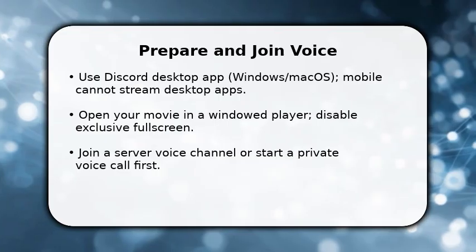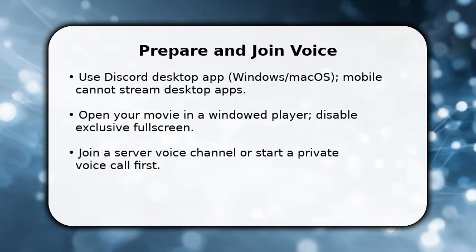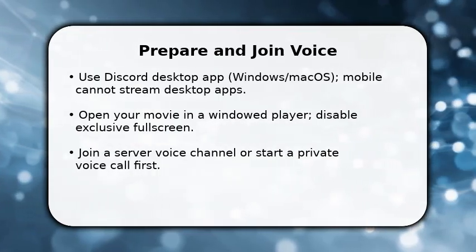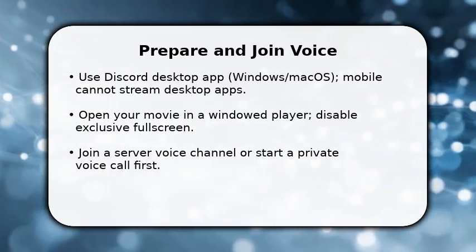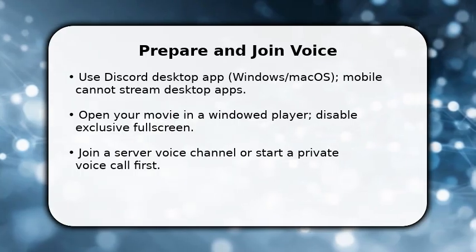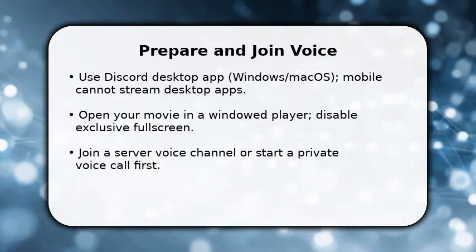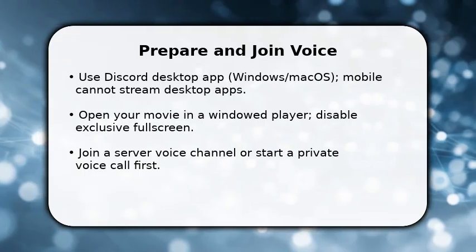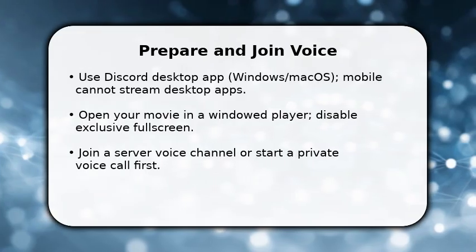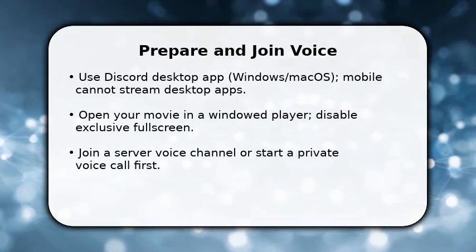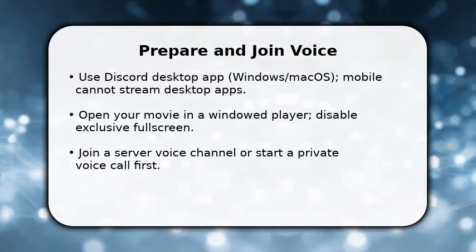You start by making sure you're on the Discord desktop app and have the movie ready in a windowed player. This avoids capture issues. Once done, join a voice channel or call so you can stream into an active session. Make sure Discord has microphone and screen permissions in your OS settings, otherwise the share button won't work. Also close unnecessary apps that may steal audio or cause performance drops.